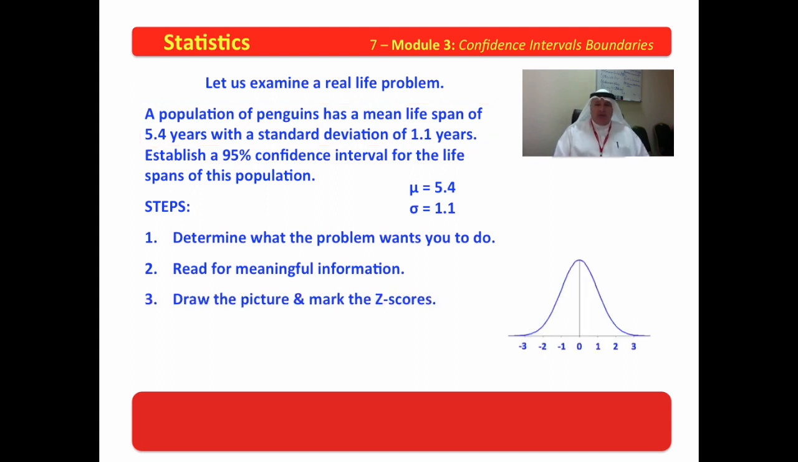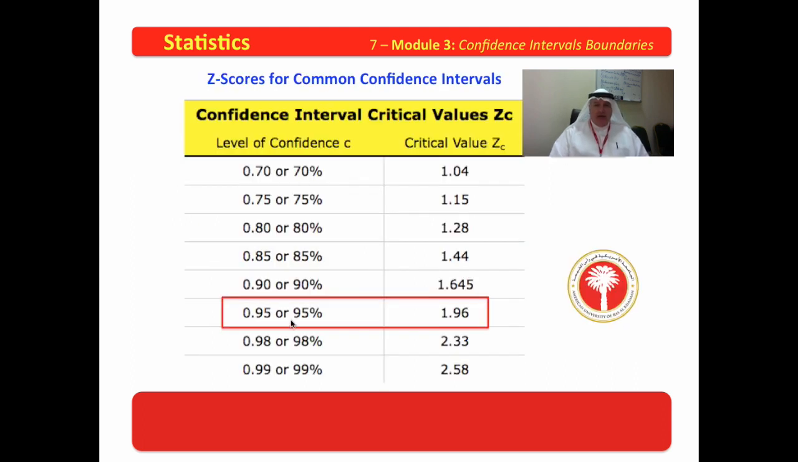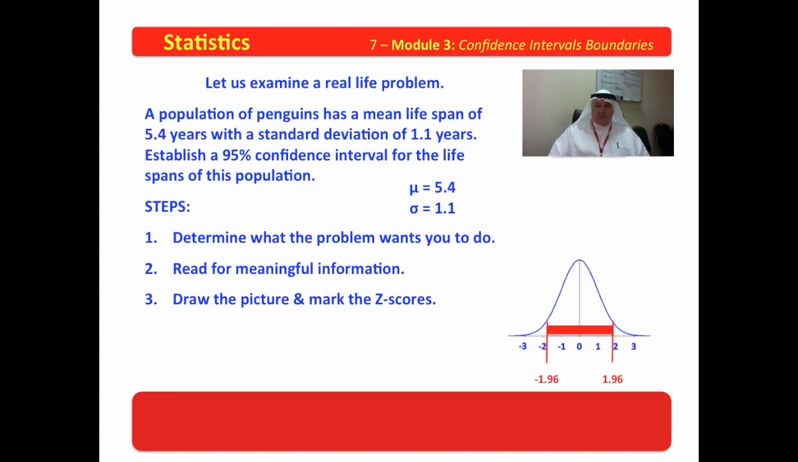Now we need to draw the picture and mark the z-scores. Well, we draw the picture of the standard normal curve, but we don't yet know which z-scores to mark, but we know we have a 95% confidence interval, so let's go to that particular table. And we read down for 95%, and when we get to 95%, we find 1.96. So our z-scores are going to be 1.96 and negative 1.96. Remember that those critical values are equally balanced on the mean, and together they trap 95% of the data in this range. So we're almost done.